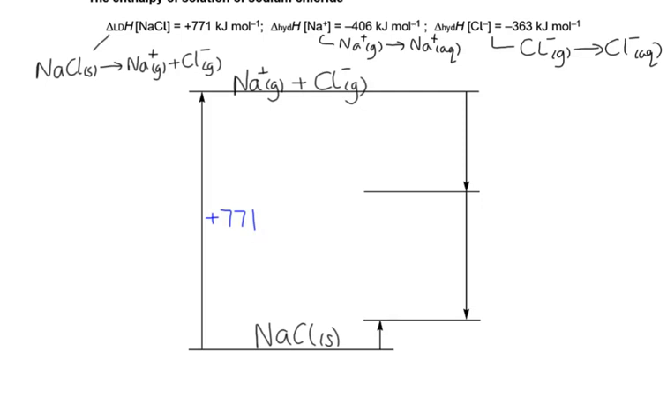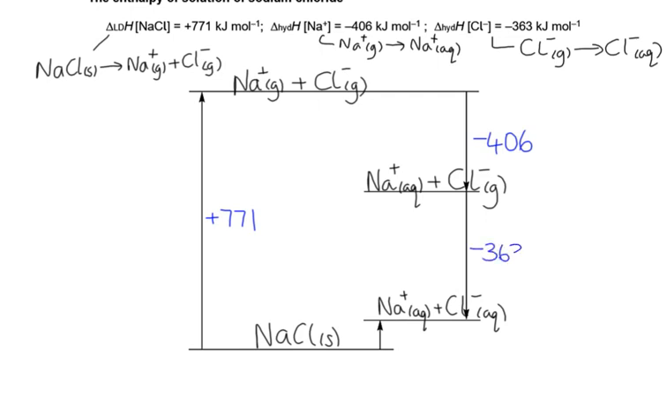So we do one at a time. Remember, with these Born-Haber cycles, you do one thing at a time. So we're going to do sodium first and leave the chlorine alone. So the chloride ion is still a chloride ion, and that was -406. And then you can turn the chloride ion into an aqueous chloride ion. That was -363.